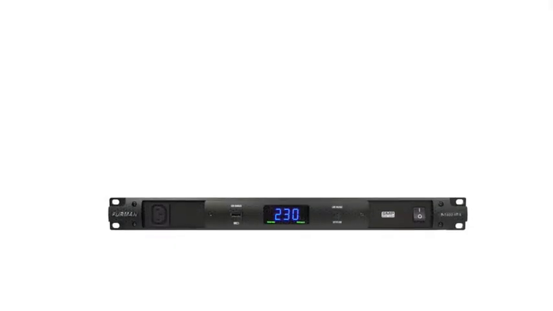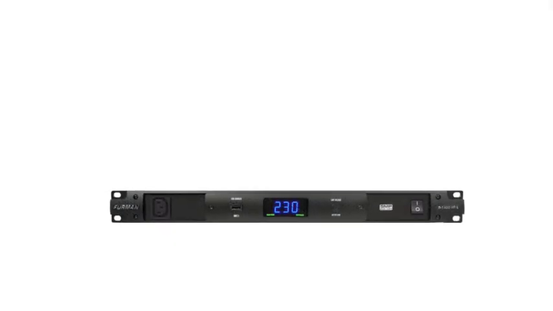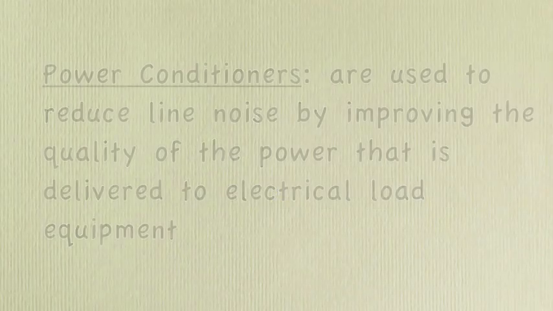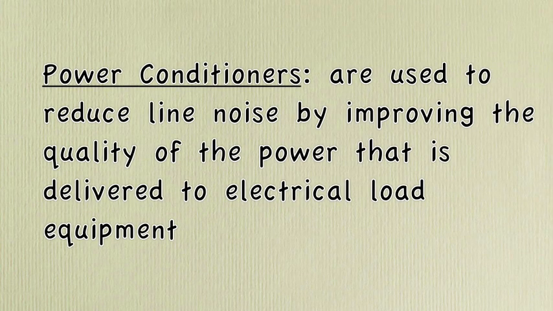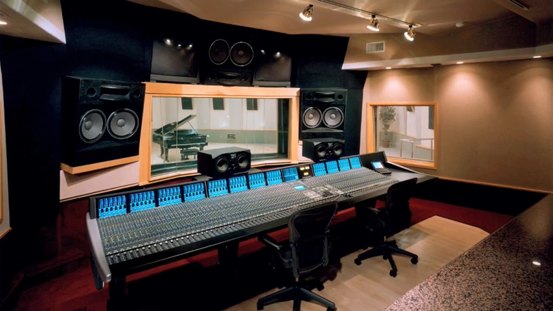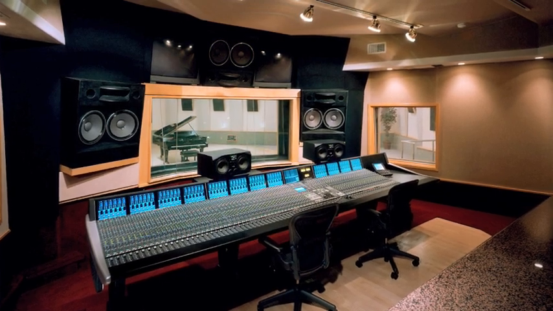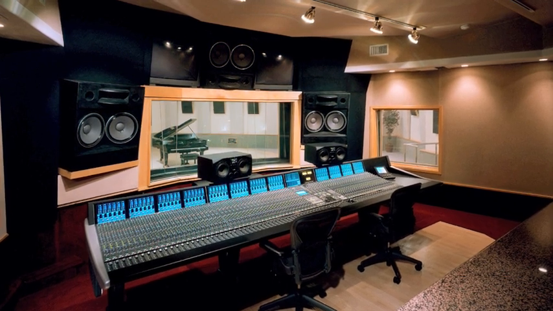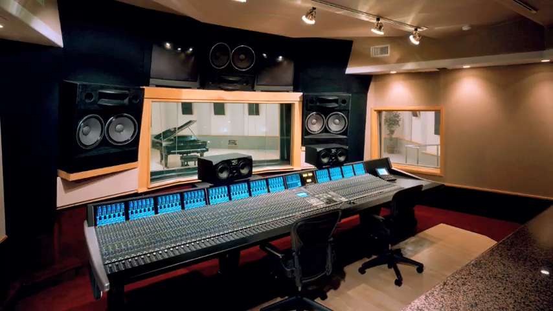One last piece of equipment that is not that often seen in studios is power conditioners. Power line conditioners, or stabilizers as they are often referred to, are used to reduce line noise by improving the quality of the power that is delivered to the electrical load equipment. These devices are important in high-end studios for ensuring smooth operation of the studio equipment and lower line noise.